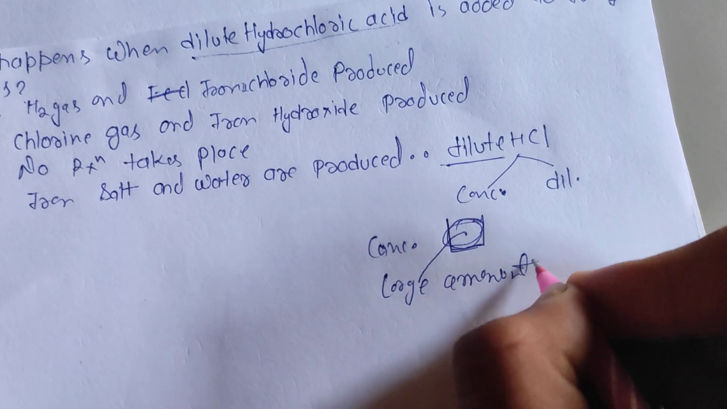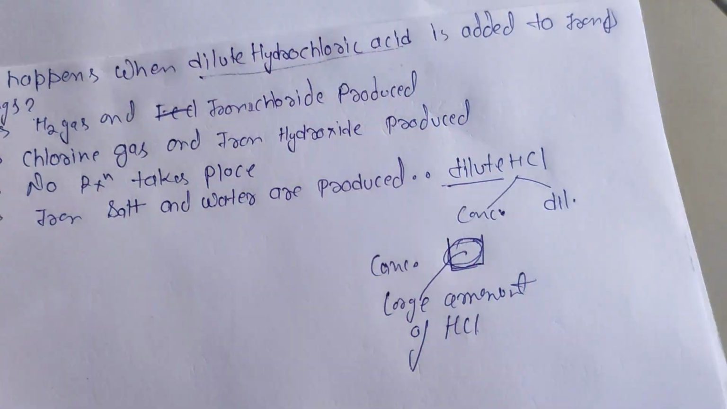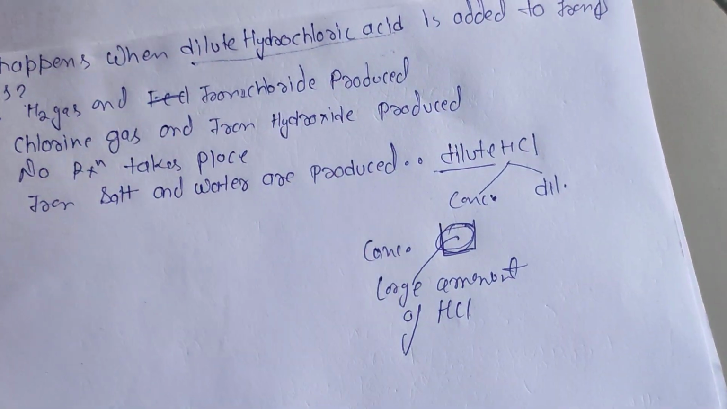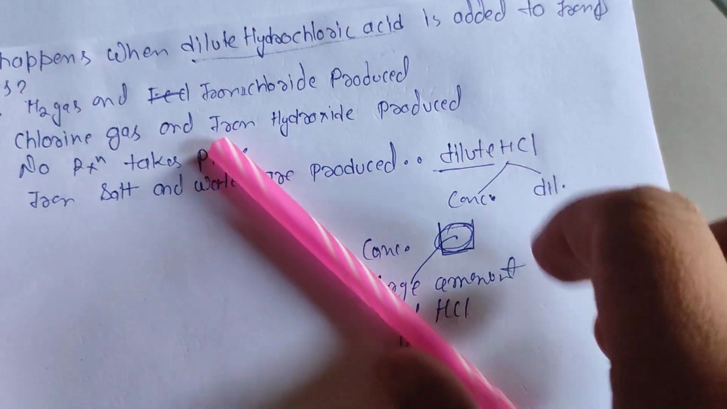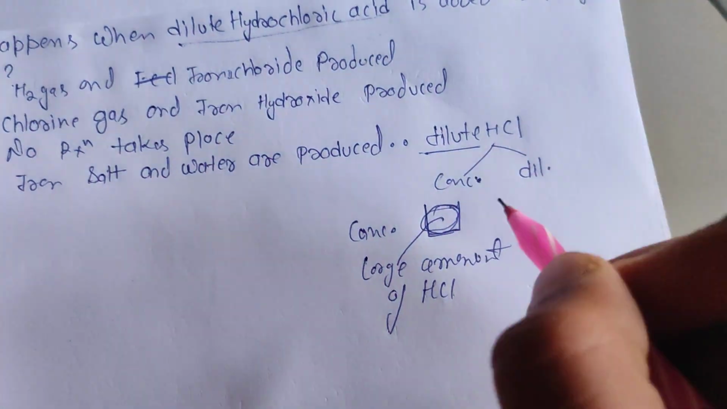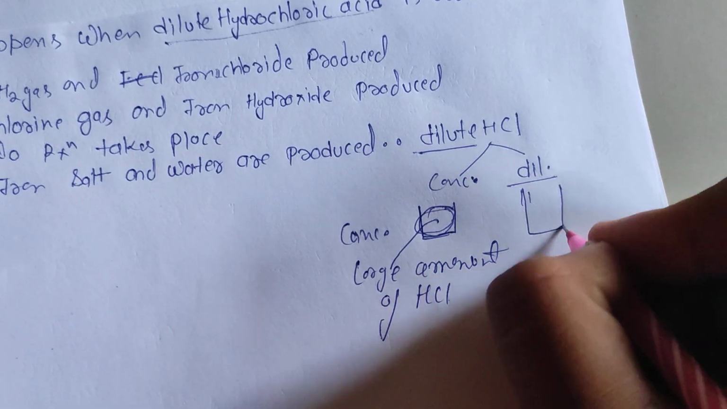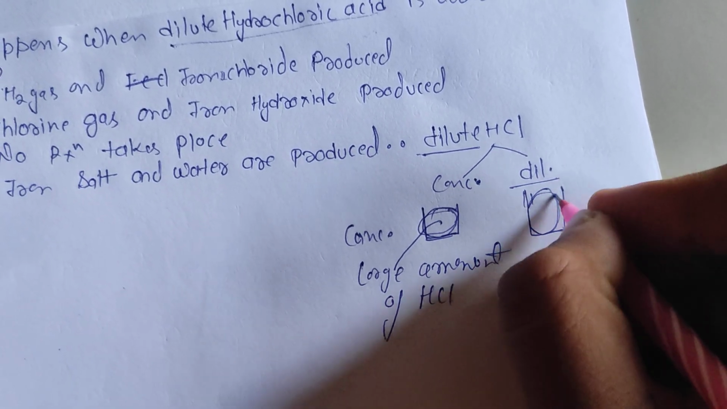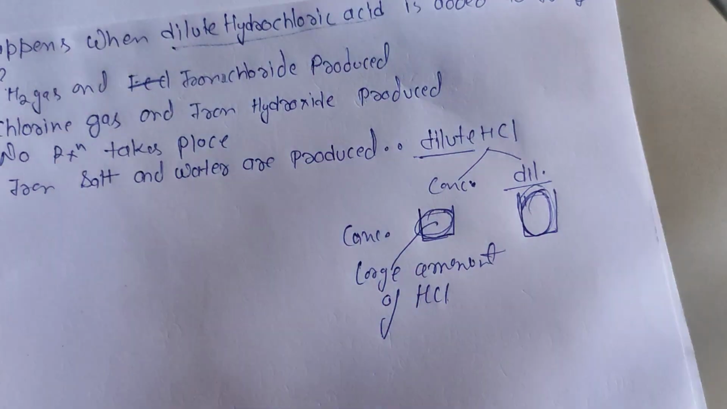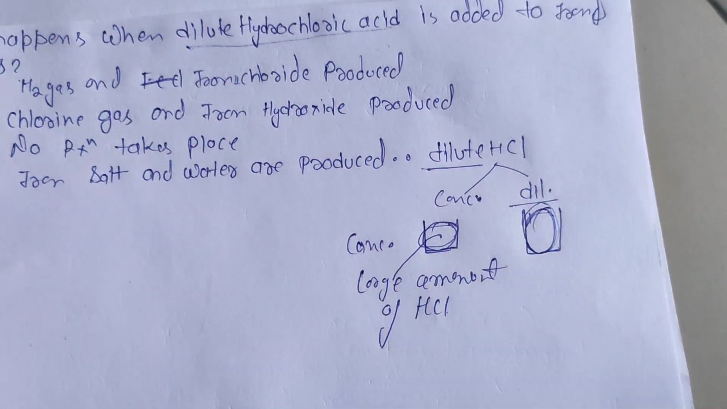Large amount of HCl. Concentrated means, like the concentration of pen in a beaker means the whole beaker is fully filled by the pen. And dilute means little, like in a beaker, a large amount of solvent. So solutions are of two types. We will discuss it when you go to class 11th and 12th.